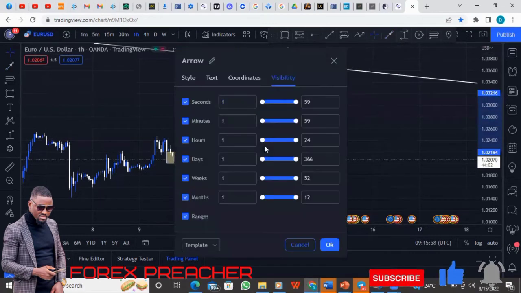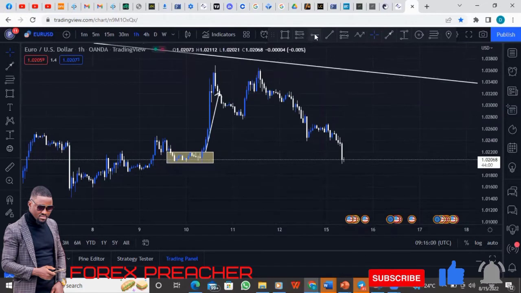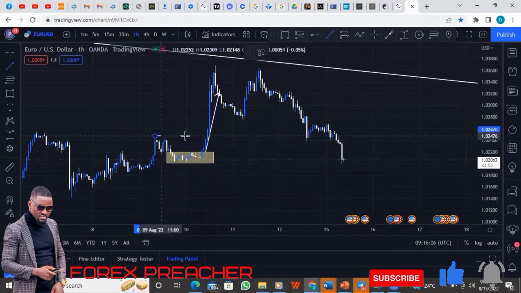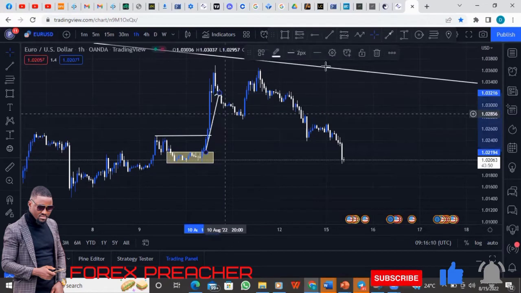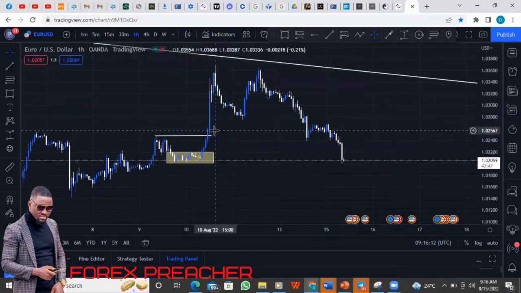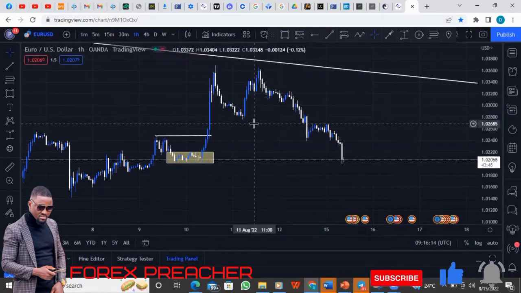With this expansion, we are always focusing on seeing a break of structure. And then our break of structure has happened over here. Now, last week during the break of structure, that was when the CPI news was released.